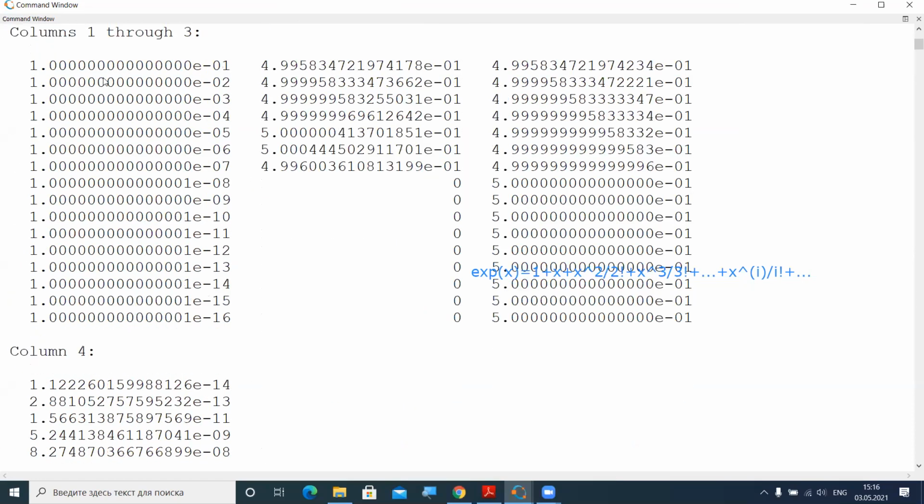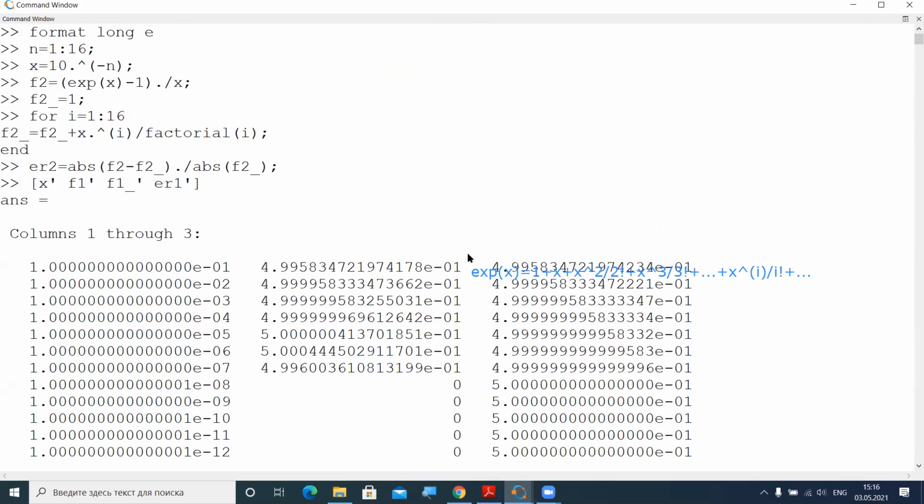So why is this correct? Look here, if we take e to the power of x, and i is 1, it will be 1 plus x to the power of 1 over 1 factorial. This is just x.